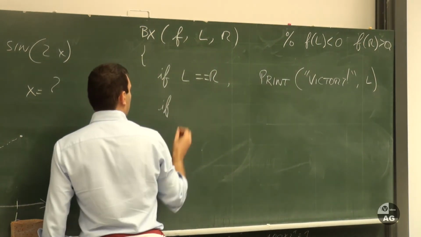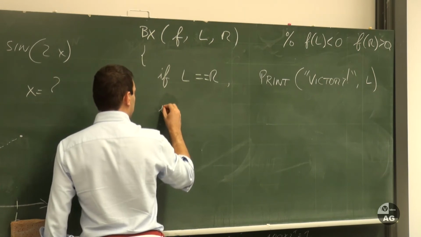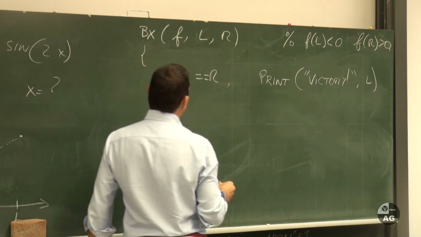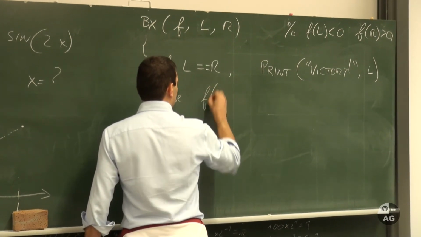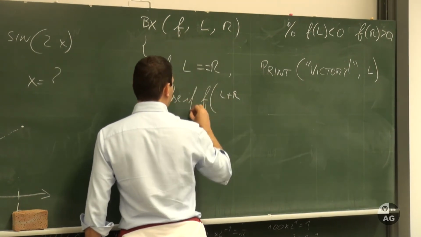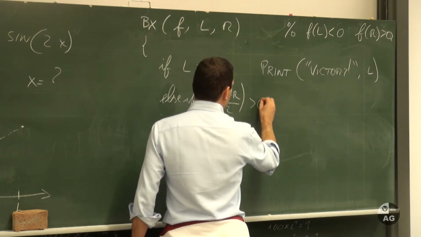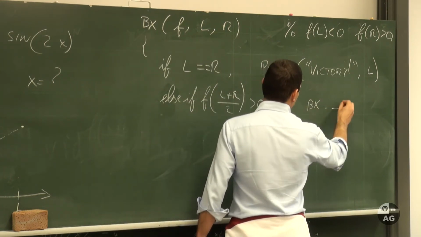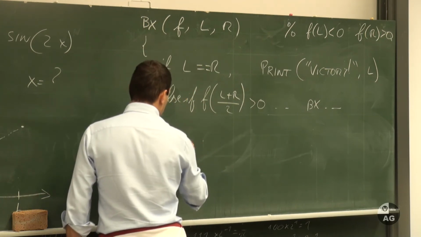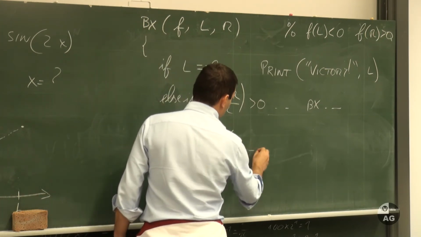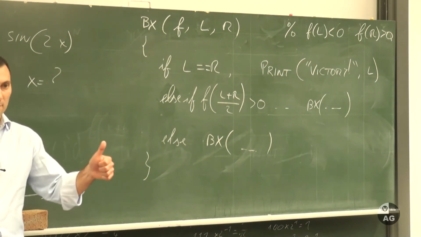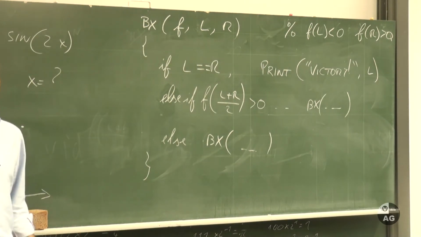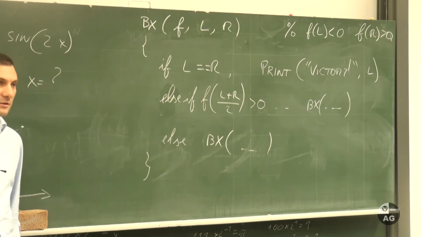Then we do else, and we do the same story. Else if greater than 0, bx blah blah blah, or else bx blah blah blah. Thumbs up? No? Thumbs down? Down. But what are you?